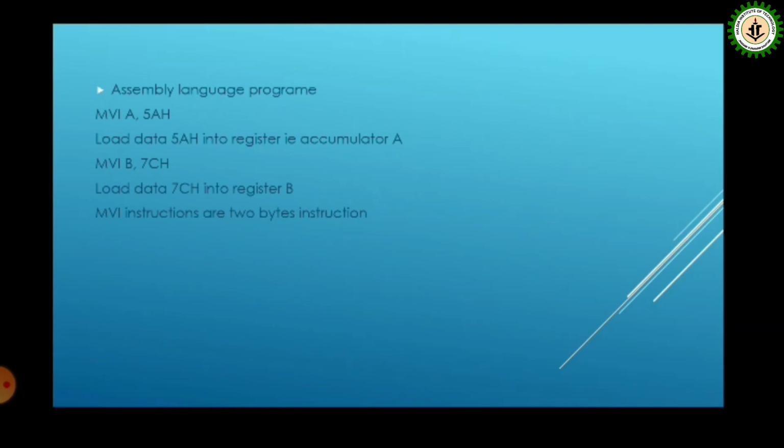Look at this example, then I will again show the previous slide. MVI A, 5AH. 5AH is the 8-bit data. Where should I copy that 8-bit data? I should copy that 8-bit data into register A, or accumulator. This loads data 5AH into register A, the accumulator. MVI stands for move immediate.